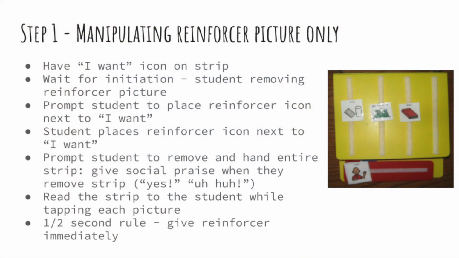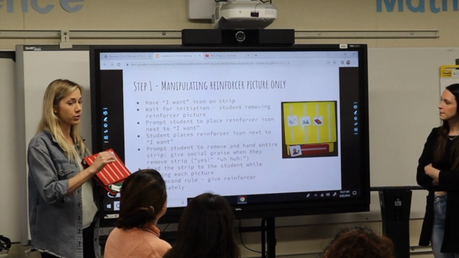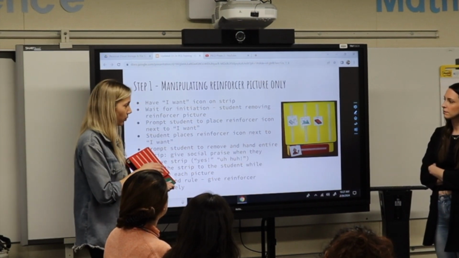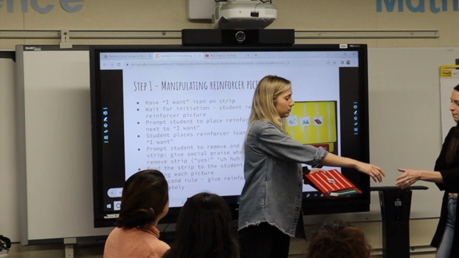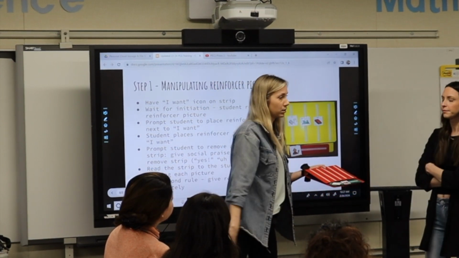Okay, so for phase 1, like I said, you're gonna have the I want icon on the strip already. You're going to wait for the initiation. The student's going to remove the reinforcer from the picture. Because they've only been working with one icon, they're obviously going to just go for the reinforcer and try to give it to you. So at this point, we're going to need to prompt them. So she's going to go for it, give it to me, and then we're going to have to prompt them to put it on here.